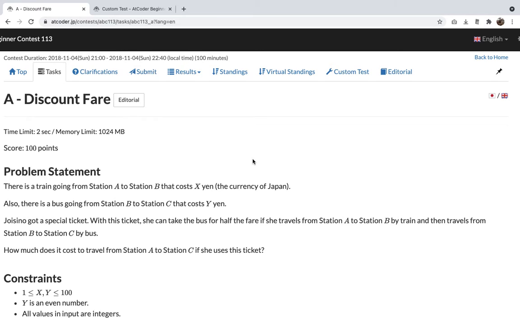Okay. Joisino got a special ticket. With this ticket, she can take the bus for half the fare if she travels from station A to station B by train and then travels from station B to station C by bus. How much does it cost to travel from station A to station C if she uses this ticket?